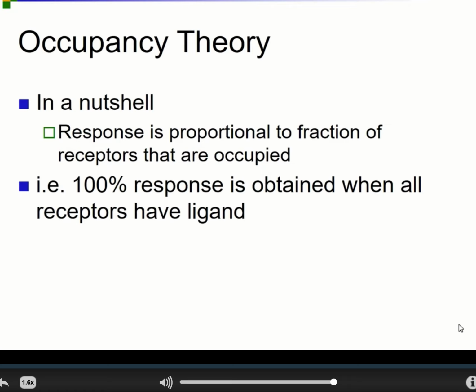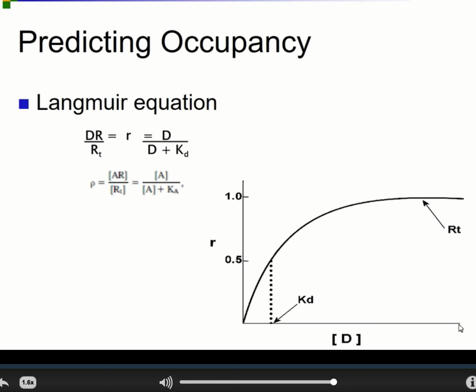It's called occupancy theory because the idea is that in order to get a response, the receptor has to be occupied by the drug. And so the very basic idea of occupancy theory is that the response is proportional to the number of receptors that are occupied. And so, like we just said, in order to get 100% response, you're going to have to occupy all of the receptors. Now, we have a way to calculate occupancy.